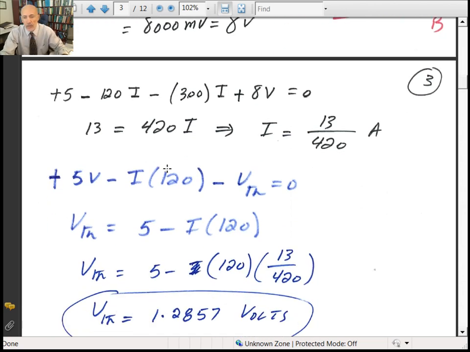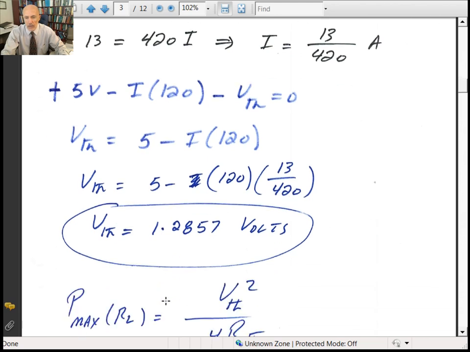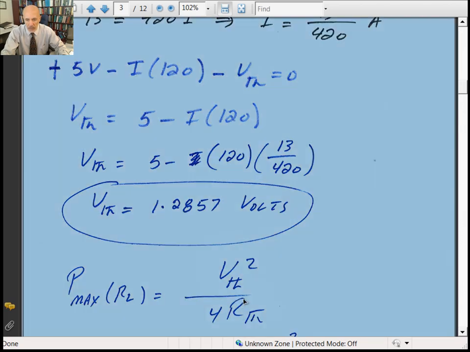If you don't see it, that's the best way to do it: just write a single loop. So it'd be 5 minus the current I we calculated, 13 over 420, times 120. That gives you 1.2857 volts. And then for maximum power transfer, we come up with this equation, which is equal to V Thevenin squared divided by 4 times R Thevenin. Again, please be careful with this. The R Thevenin is not squared, it's just the V Thevenin.